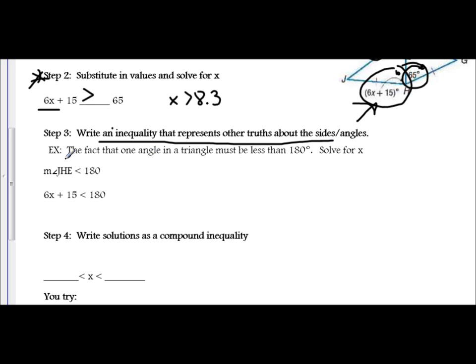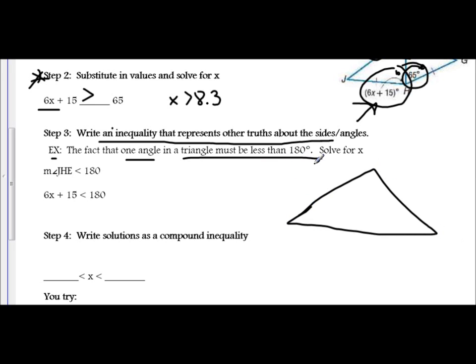Now we have to write an inequality that represents other truths about the sides or the angles. So in this example, we know that in a triangle, all of the angles, not one triangle angle, can be greater than 180 degrees. This angle cannot equal 180 degrees. It has to at least be less than 180 degrees. So we also have to solve for the fact, where the x is, that angle JHE has to be less than 180 degrees.